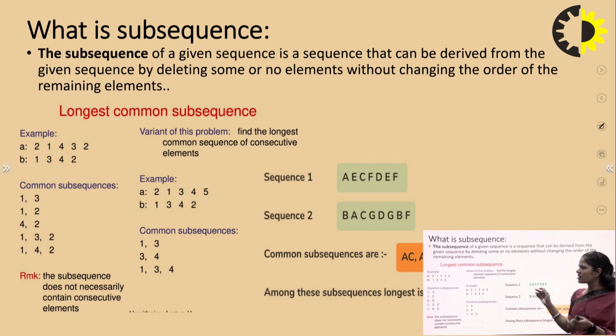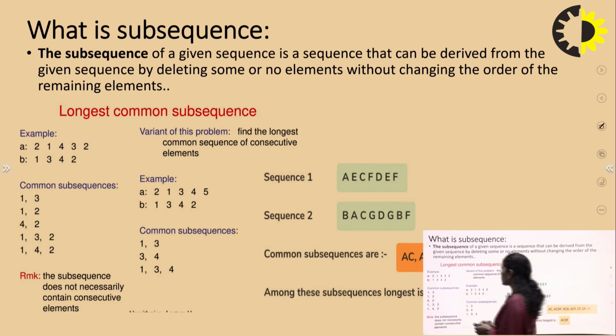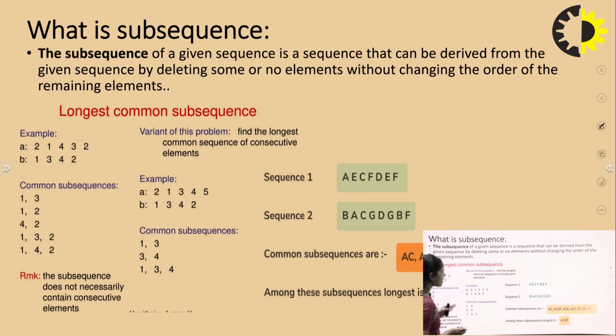As we saw in the example, a subsequence of a given sequence is a sequence that can be derived from the given sequence by deleting some or no elements without changing the order of the remaining elements, right? So here we have two examples to understand this particular concept better.